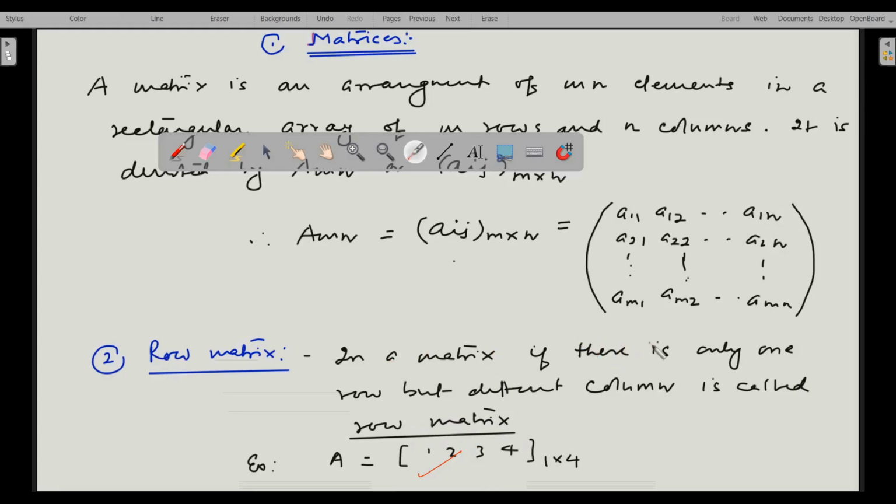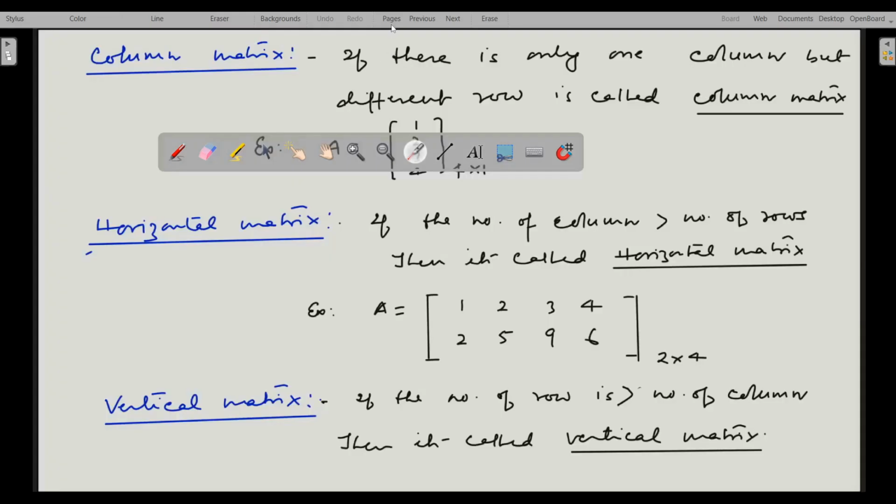So in a matrix, if there is only one row but a different number of columns, then it is called a row matrix. For example, you can have a look over here. This is clearly a row matrix, because there is only one row but different columns, 1 2 3 4 columns, and only one row. Similarly, we have the column matrix.